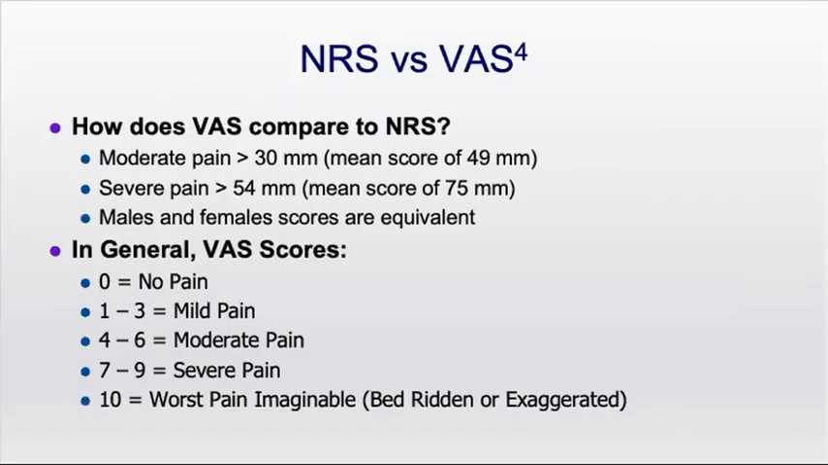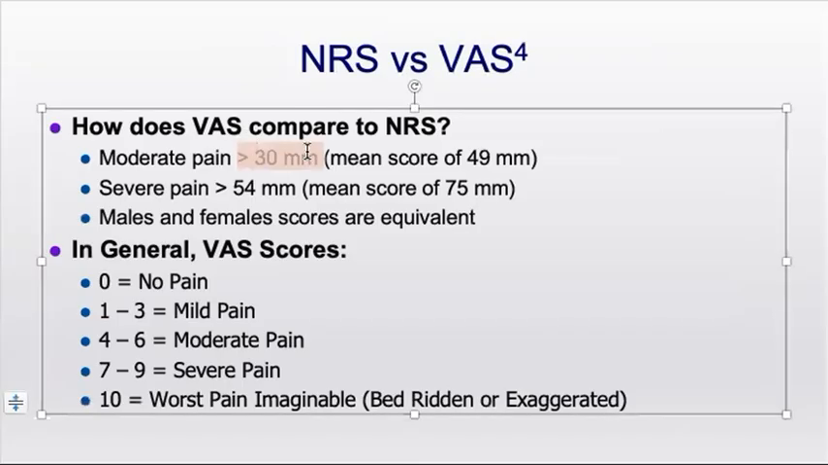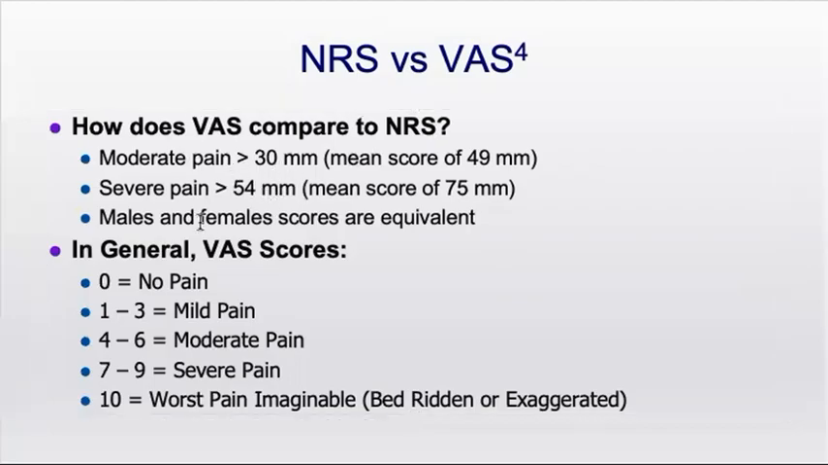So how does the visual analog scale compare to the numeric rating scale? They're rather similar, but if you are looking to compare between, moderate pain on the visual analog scale will correlate to greater than 30 millimeters. Severe pain will correlate to greater than 54 millimeters, and the literature suggests that males and females score very equivalent, so there's no need to distinguish between males and females on those measures.